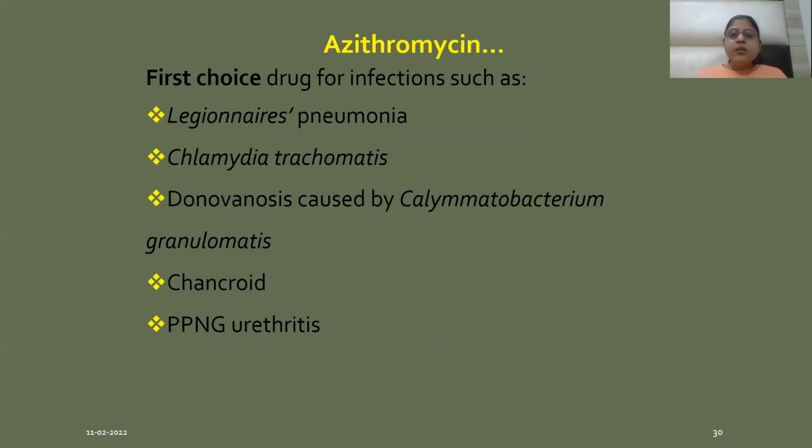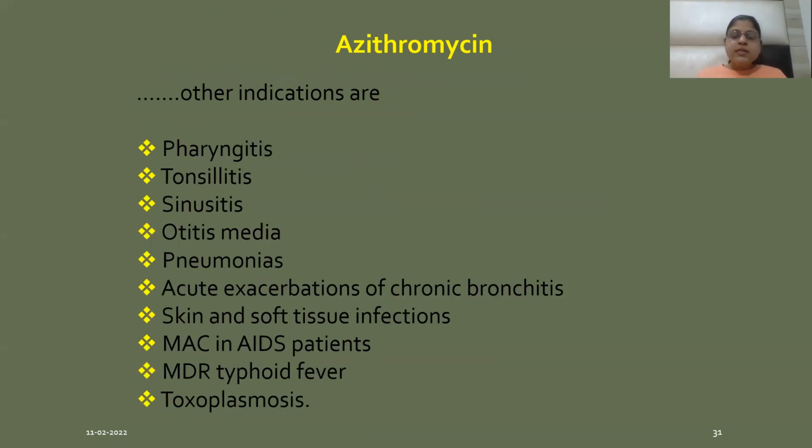It is the first-line drug for Legionella pneumonia, Chlamydia trachomatis, donovanosis caused by Klebsiella granulomatis, chancroid, and penicillinase producing Neisseria gonorrhoeae urethritis. This is the first drug for the CLAP: chancroid, atypical pneumonia, Legionella pneumonia, pertussis, and penicillinase producing Neisseria gonorrhoeae urethritis. These are the other indications.